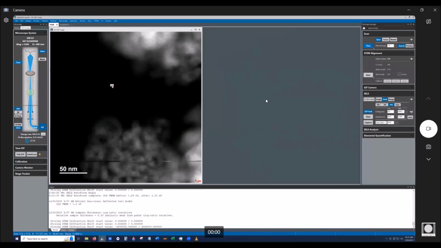Okay, here's the park position. If this is not already on here, you just right click and then click this first guy, and then it parks the beam. Come back over here and click view to start the scan again. So I want this in the middle here.